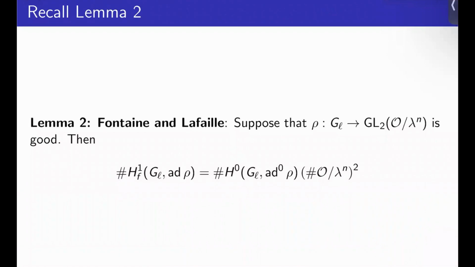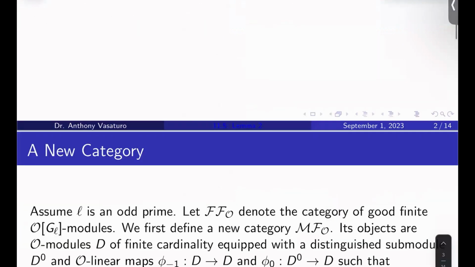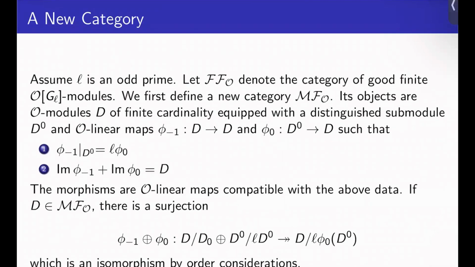The lemma says if we have a representation rho from G_L to GL2 of O mod lambda to the n, where L is an odd prime here, and O is a complete Noetherian local ring with maximal ideal lambda, and that's a good representation, then the cardinality of H^1_F(G_L, ad rho) is the same as the cardinality of H^0(G_L, ad^0 rho) times the cardinality of O mod lambda to the n squared. Okay, so we're going to prove this mostly. So let's assume L is an odd prime.